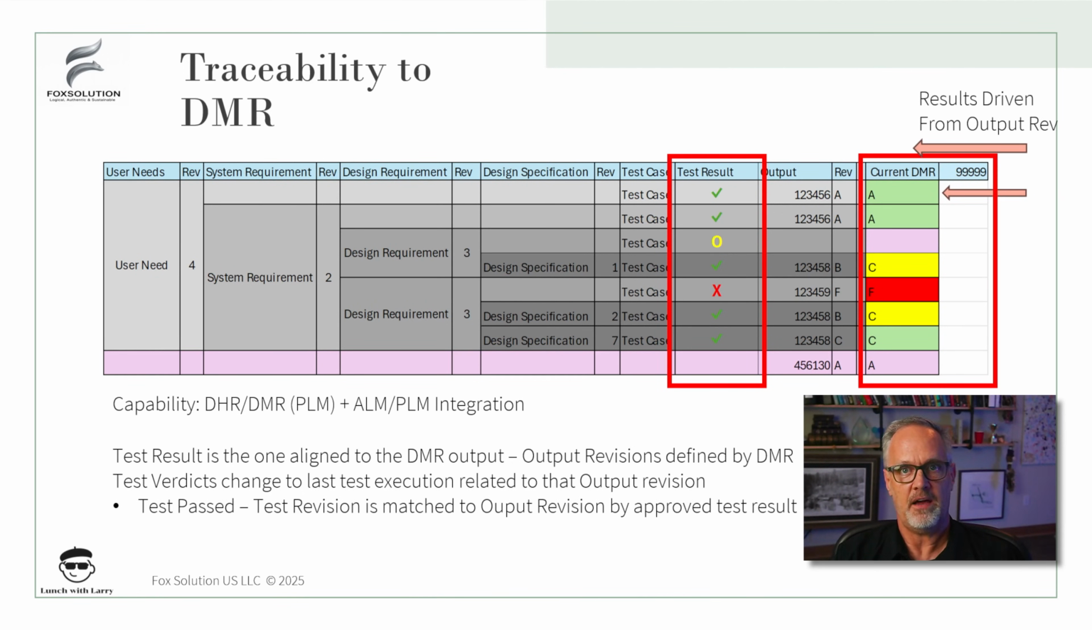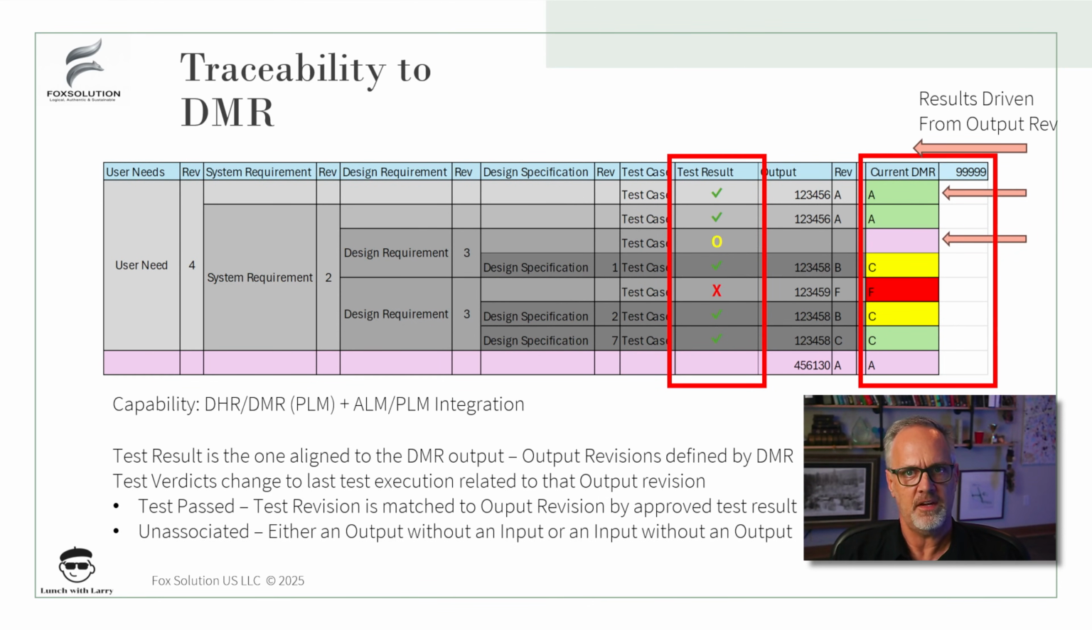So in this case, we have two revisions. They're both the same revision and we have a good test result. Okay, we're good. We have a green that says that we have the test result we expected. But here we have in the purple a test case that doesn't have an output associated with it. Or on the bottom, we have no test case and we have a part, but it hasn't been tested. So in this case, we really have an unassociated relationship where we need to come in and define what it is exactly that's going to be done.